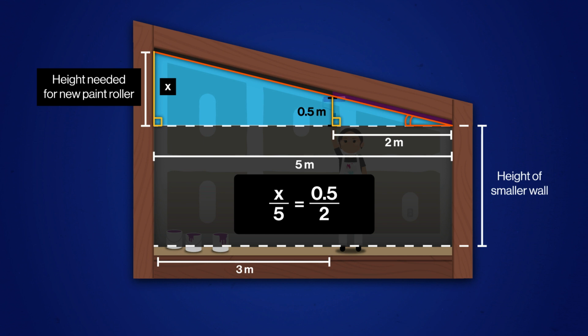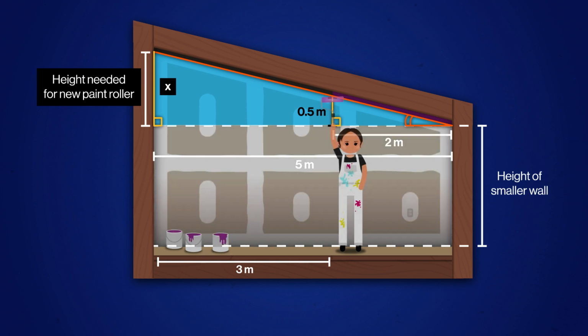Currently, x is divided by 5 in the equation. So if we multiply both sides by 5, we get x is equal to 1¼ meters. So to reach the top of the ceiling, Rosa needs a roller that's at least that long. With that knowledge, Rosa can order a new roller she knows will definitely be up to the task and finally finish decorating her new office.